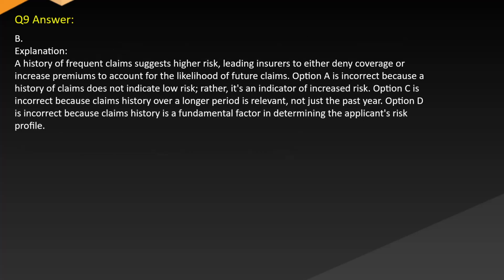Answer B. Explanation. A history of frequent claims suggests higher risk, leading insurers to either deny coverage or increase premiums to account for the likelihood of future claims. Option A is incorrect because a history of claims does not indicate low risk. Rather, it's an indicator of increased risk. Option C is incorrect because claims history over a longer period is relevant, not just the past year. Option D is incorrect because claims history is a fundamental factor in determining the applicant's risk profile.